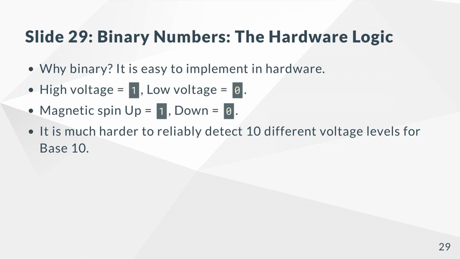You might wonder, why bother with binary at all if it causes these errors? It comes down to hardware reliability. It is easy to build a circuit that distinguishes between on and off, or a magnetic surface that is up or down. Trying to reliably detect 10 different levels of voltage to represent 0 through 9 would lead to constant errors due to electrical noise. Binary is the simplest, most robust way to represent data in physical matter.